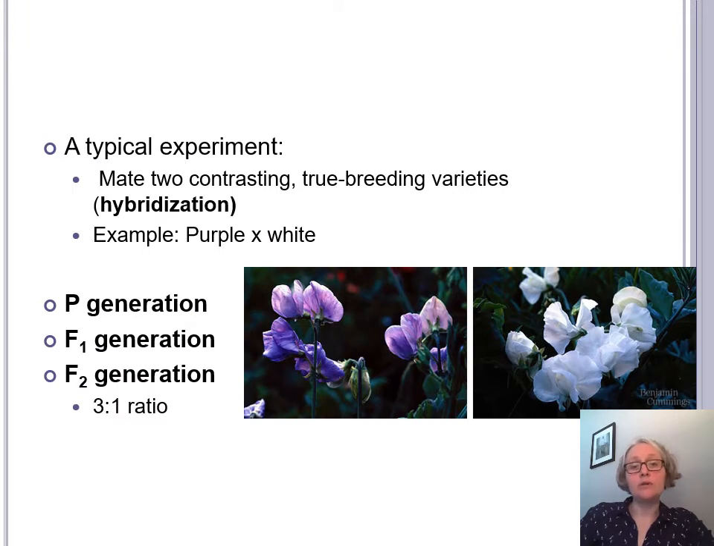In a typical experiment, Mendel would make two contrasting true breeding varieties. This is called hybridization. So he would take a purple flower, cross it with a white flower, and see what they looked like. The original generation is called the P generation. It stands for parental, not for P as in pea plants. That first generation is called the F1 generation. These are hybrids. And then from there, he went to a second generation. You can think of these as grandkids, where he would start to see something called a 3-to-1 ratio.